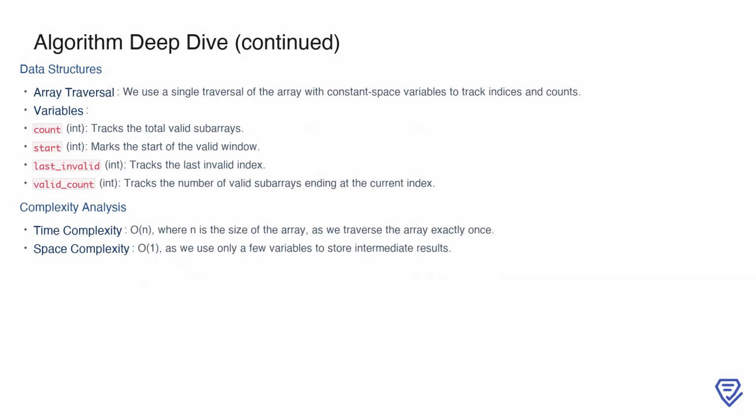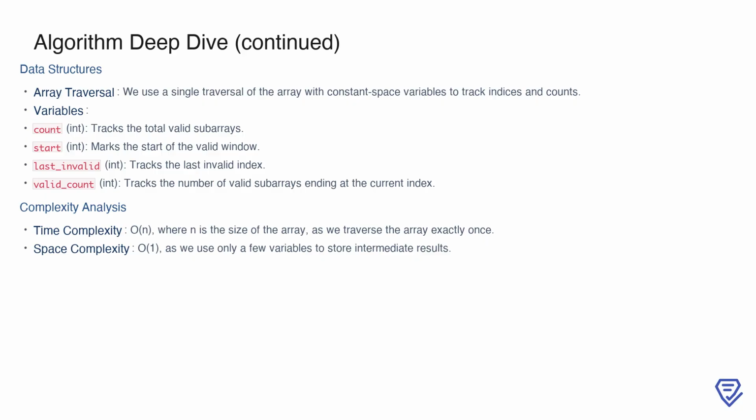The data structures used here are simple and efficient. We rely on a single traversal of the array and use constant space variables to track progress. Specifically, we use count to store the total number of valid subarrays, start to mark the beginning of the current valid window, last_invalid to track the most recent invalid element, and valid_count to calculate the contribution of the current element.